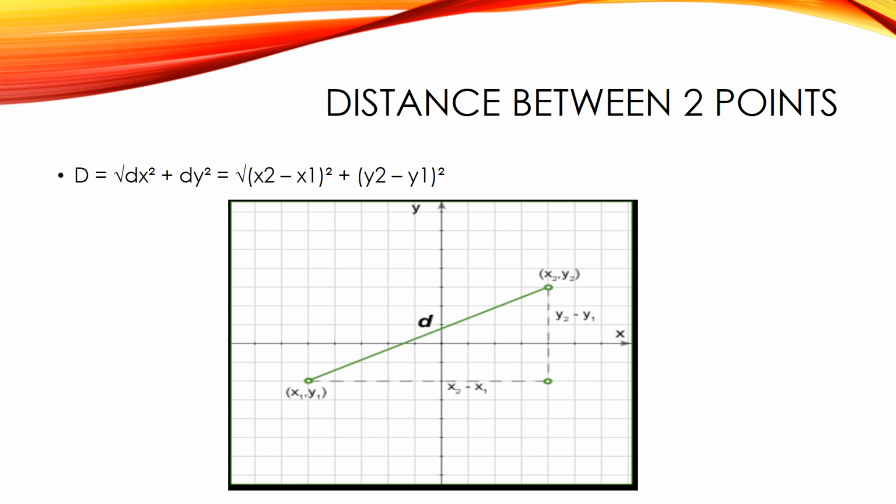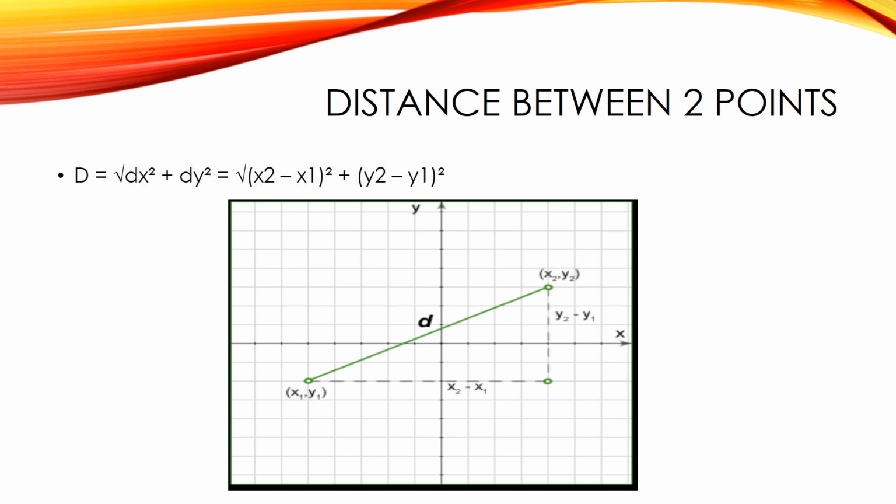Distance between 2 points. Given coordinates of 2 points, the distance d between 2 points is given by d is equal to square root of dx squared plus dy squared, where dx is the difference between the x coordinates and dy is the difference between the y coordinates of the points. As you can see, the distance formula on the plane is derived from the Pythagorean theorem. The above formula can be written in the following way for given 2 points (x1, y1) and (x2, y2): d is equal to square root of (x2 minus x1) whole squared plus (y2 minus y1) whole squared.